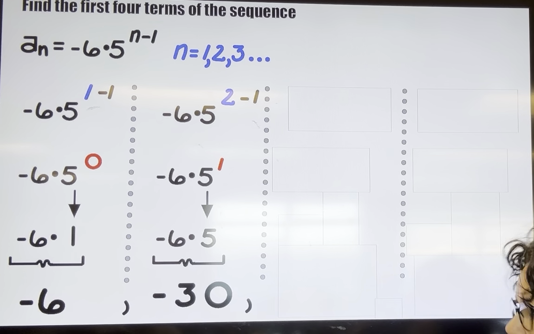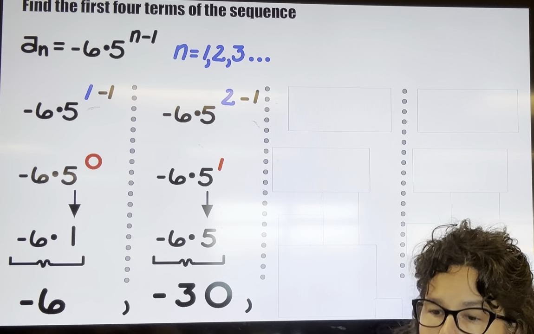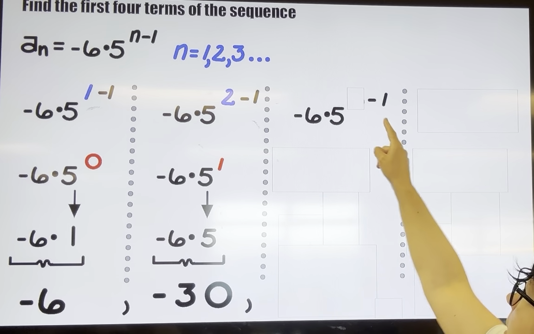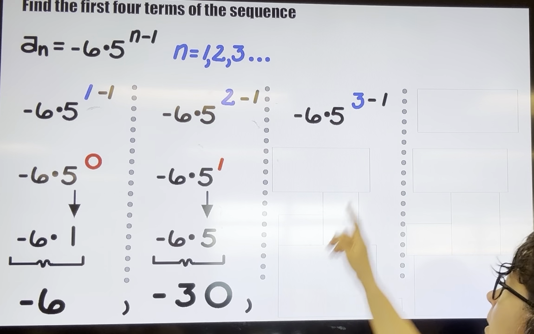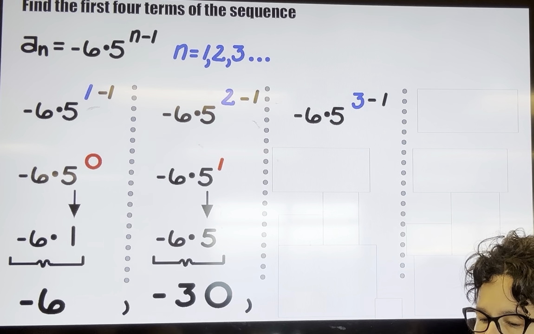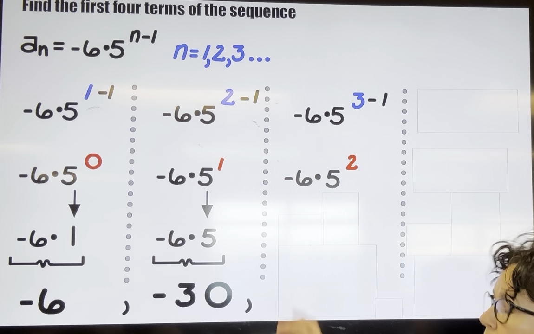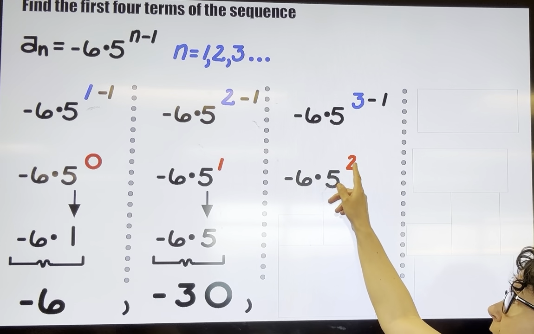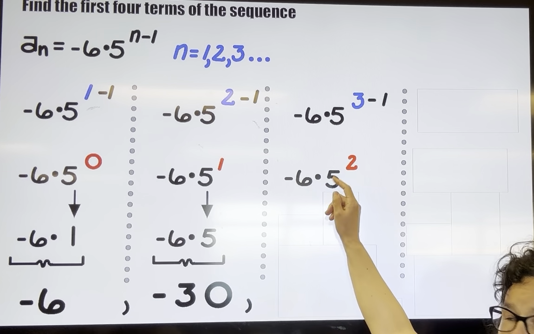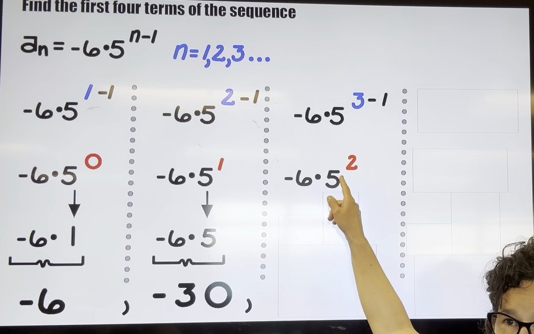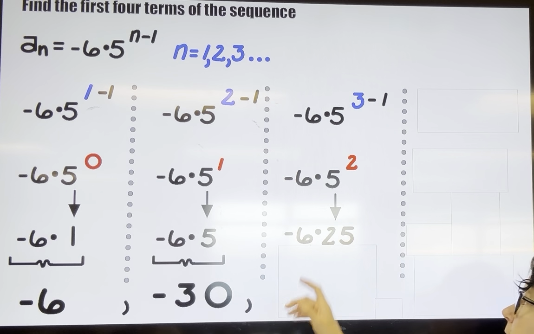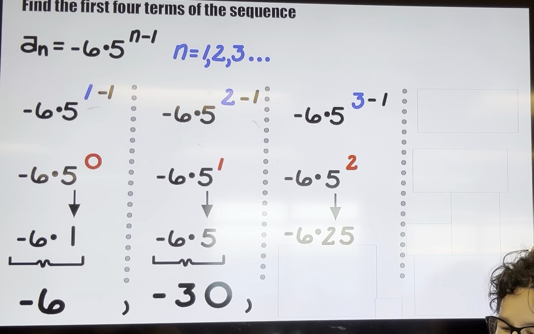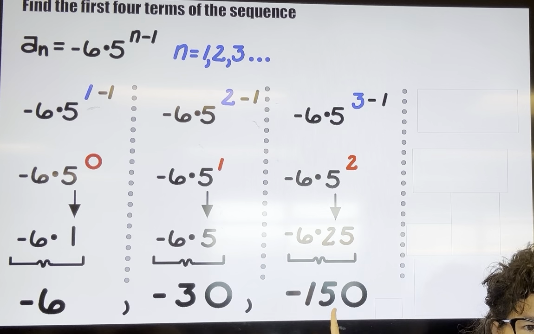So then, moving on, I want to plug in 3. So I come in, I replace the n in the exponent with the number 3. 3 minus 1 is 2. Find the answer to the exponents next. Exponents before multiplication. 5 squared means 5 times 5, so that's 25. Bring down the negative 6, and negative 6 multiplied by 25 is negative 150.